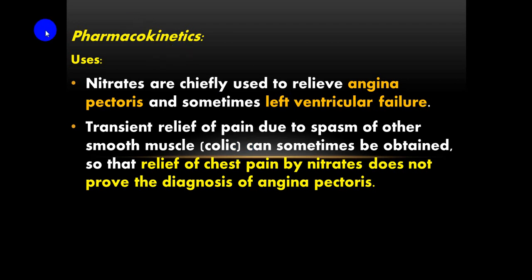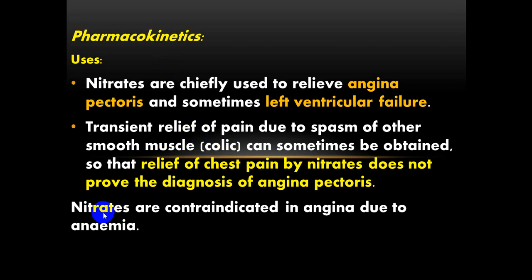Why? Because there is a transient relief of pain due to the spasm of other smooth muscle. Nitrate will relieve the spasm and the colic, and this will relieve the pain of spasm origin. This does not give you an indication that the pain is due to angina. This is very important and you have to concentrate on this. Nitrates are contraindicated in angina due to anemia, as they might aggravate the angina because of increased demand for blood. The main treatment of angina due to anemia is correction of the anemia.